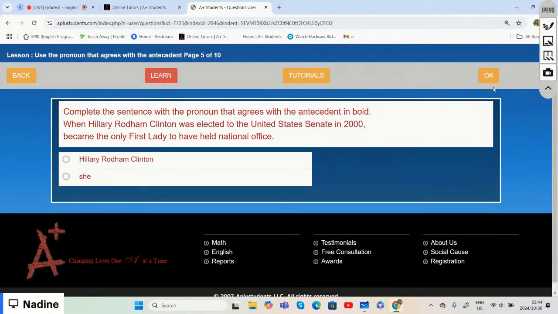All right, let's do the last one. The last one says, when Hillary Clinton was elected to the United States Senate in 2000, do we say Hillary Clinton became the only first lady to have held national office? Or do we say when Hillary Clinton was elected to the United States Senate in 2000, she became the only first lady to have held national office? We need to choose either between option one or option two.